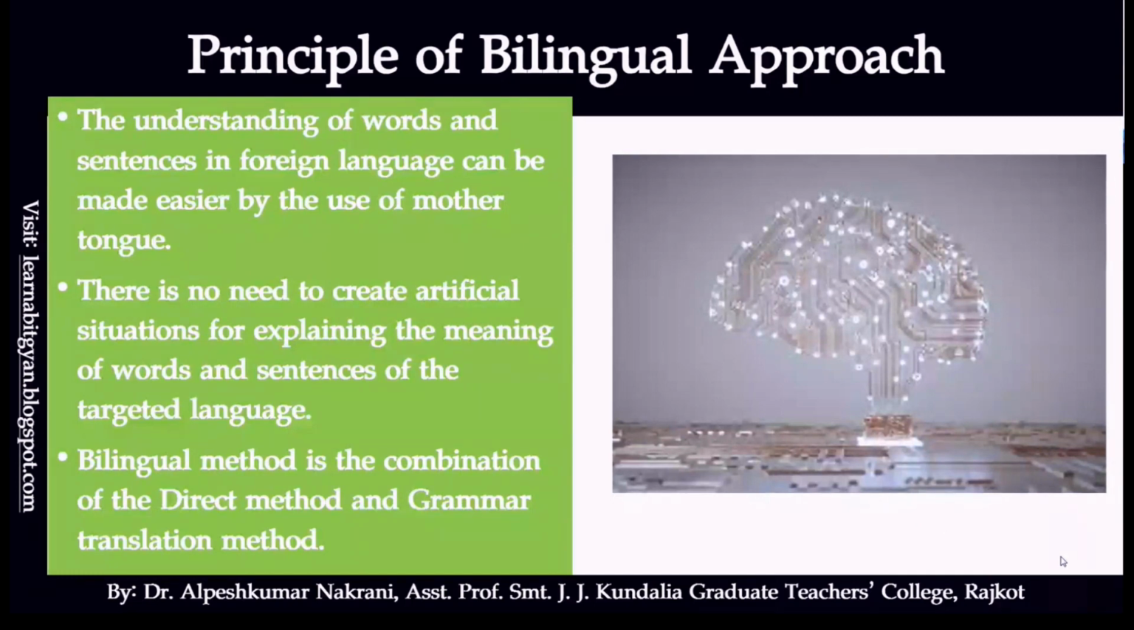So bilingual method is indirectly a combination of grammar translation method and direct method. It is not totally grammar translation method. It is not totally direct method. It is a combination of both the methods. That is why it is called bilingual method.